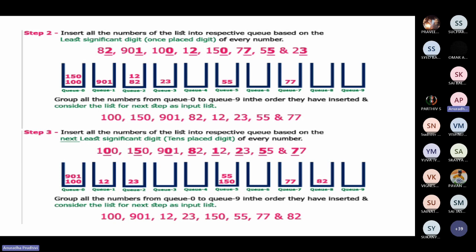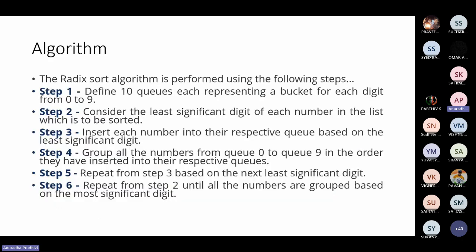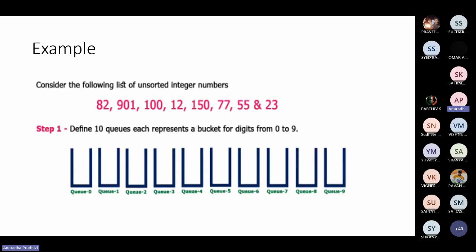Another way is using counting sort. That one we will see later. Is it clear? First we have to take 10 buckets, then choose the least significant digit, then insert, then group. Like that up to the most significant digit.